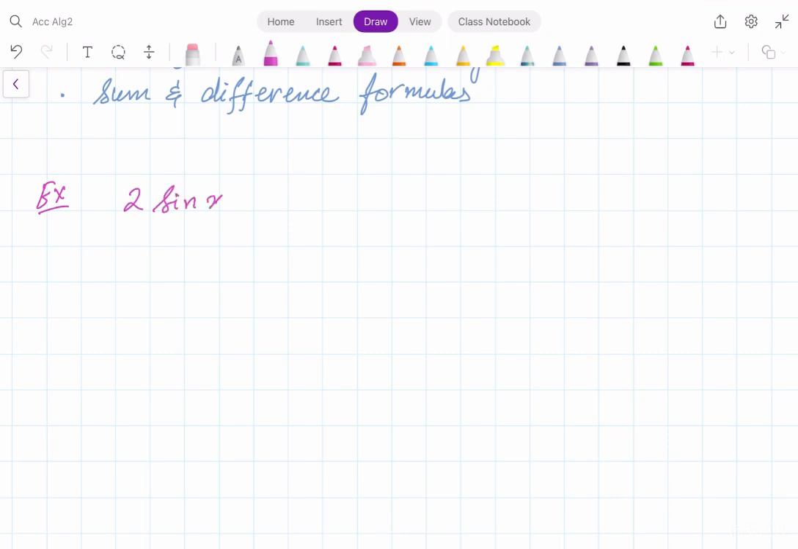Example 1. So if we have 2 sine x is equal to 1, I can rewrite it as sine x is equal to 1/2. Now on the unit circle, x will be pi/6 or 5 pi/6. That's why I said you need to have a good understanding of the unit circle.